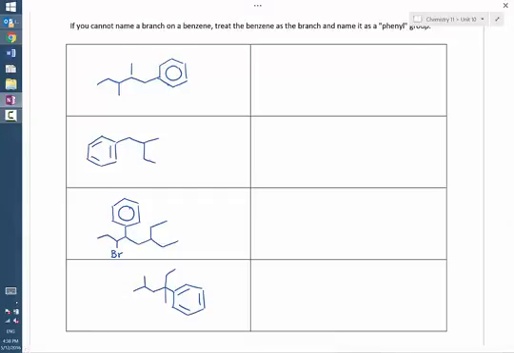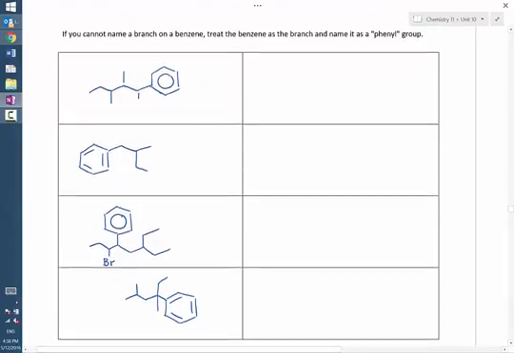When you cannot name a branch on a benzene, we will change our perspective and consider the benzene ring as the branch. So on this first structure here, the longest parent chain is 2, 3, 4, 5 carbons long. This is a pentane chain, and we're going to consider the benzene ring as a branch. Now, when a benzene ring is a branch, the branch name is called phenyl. Why it's called phenyl and not something more resembling benzene? Your guess is as good as mine.